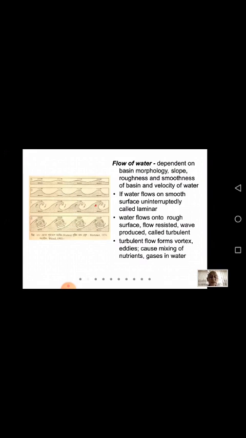Vortex is the spiral end of the wave. The spiral end of a wave, we call the vortex. So you see that this is the creation of the vortex, and this is the full creation of the vortex.